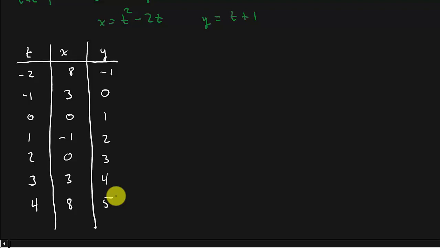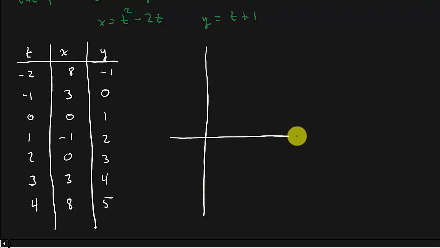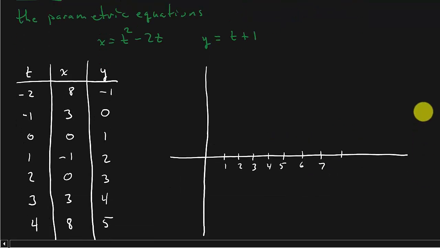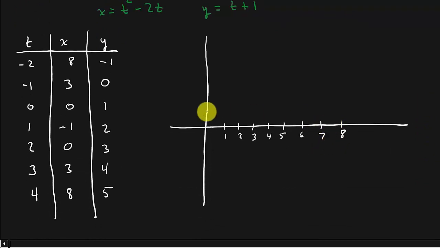All right. So now we're ready to plot these points. All right. So we got 1, 2, 3, 4, 5, 6, 7, 8. We'll just label each of these. Got 1, 2, 3. We got -1, -2.